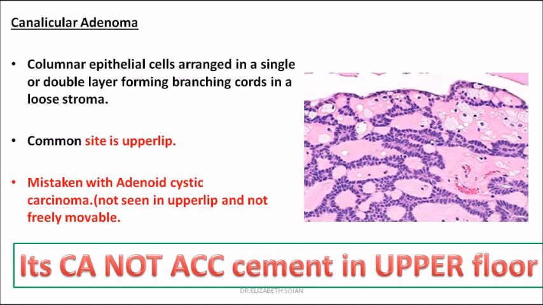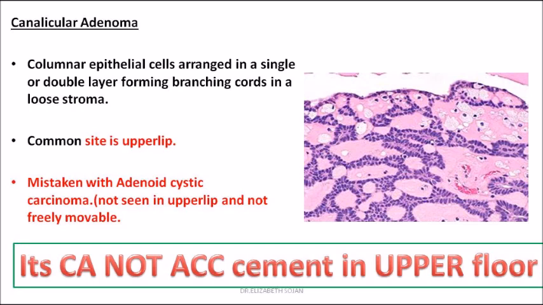But the difference between the two is that adenoid cystic carcinoma is not usually seen in the upper lip, and it is not freely movable, whereas canalicular adenoma is a freely movable tumor because it is benign. Now there is one mnemonic to remember this. Canalicular adenoma, CA, not adenoid cystic carcinoma, ACC cement, in the upper floor of the building. I hope you all know ACC cement. So it is canalicular adenoma, not adenoid cystic carcinoma, present in the upper floor of the building, meaning upper lip. That is how I remember.